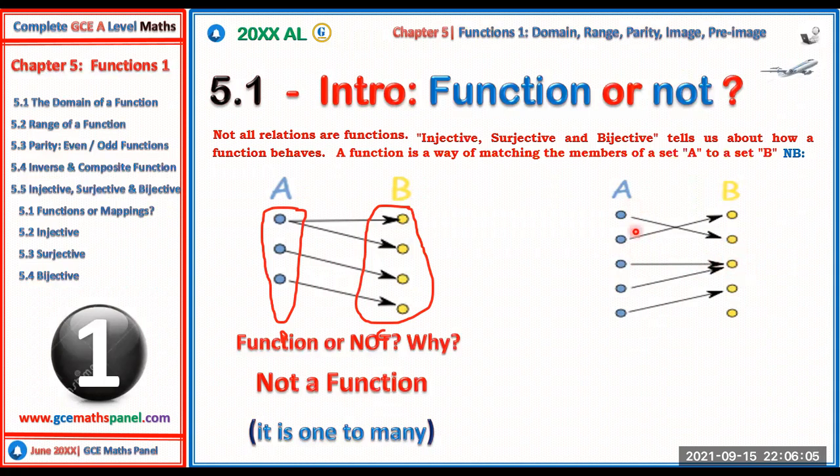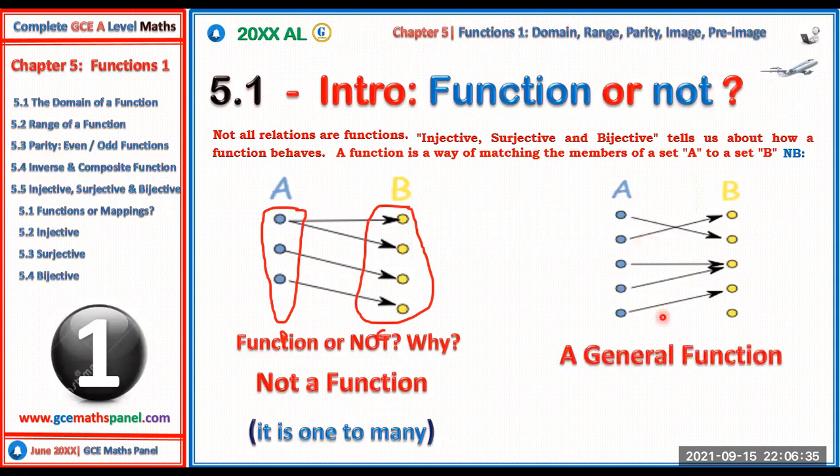So members from this first set should be related only to one element in the other set. One element from this domain should not be related to two elements in the codomain. But many elements from here can be related to one element, like this one. This one is a many to one. Many from here, one from this side. So we say many to one. So many to one relations are functions.